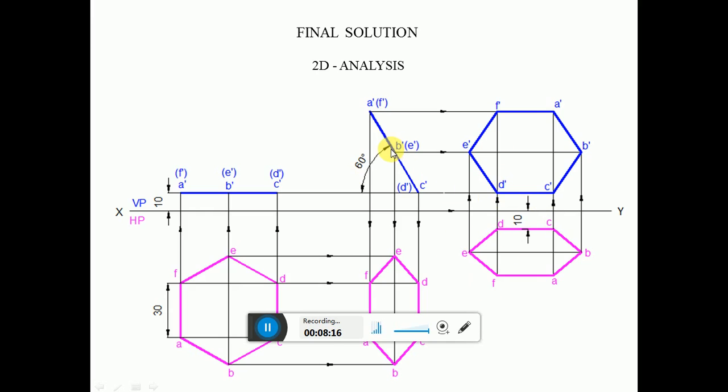Then he says the surface is inclined at an angle of 60 degrees to HP, and this is an equilateral hexagonal lamina which is 30 mm side. So this is how I can assess my problem is right.